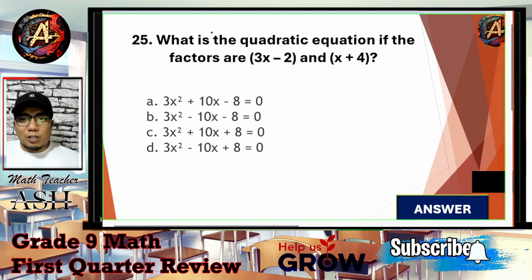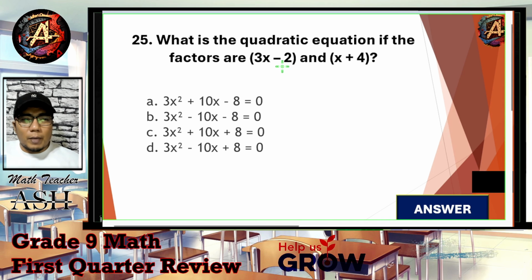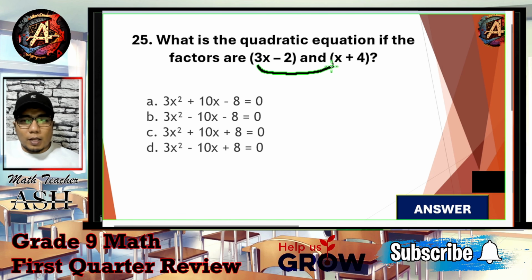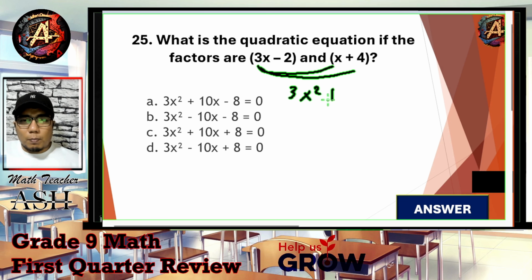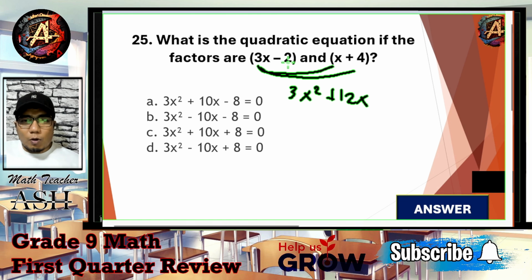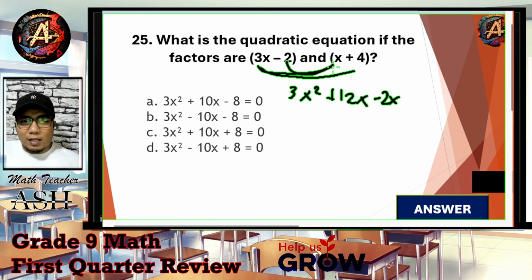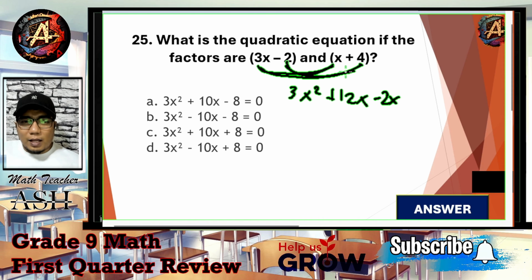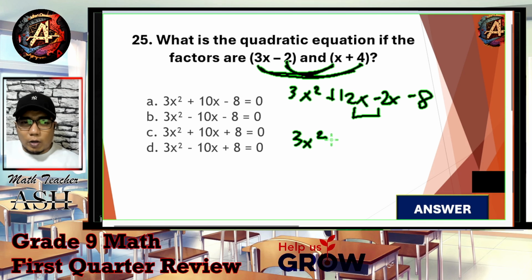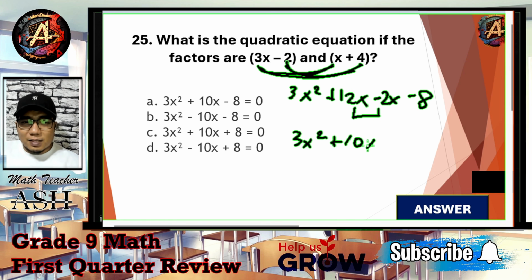Okay, my dear math learners, in solving this, we just apply the FOIL method. If you multiply this one, that will be 3x squared. If you multiply this one, that would be positive 12x. If we multiply this one, this will become minus 2x because negative and positive will result to negative. Now for the last part, negative 2 times positive 4, that is negative 8. So we combine like terms, we have 3x squared plus 10x minus 8 is equal to 0.